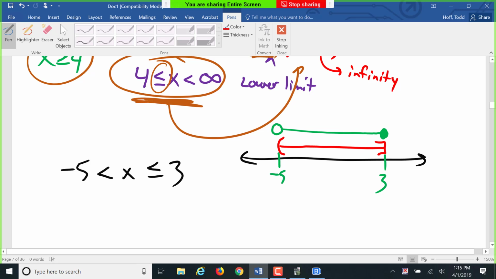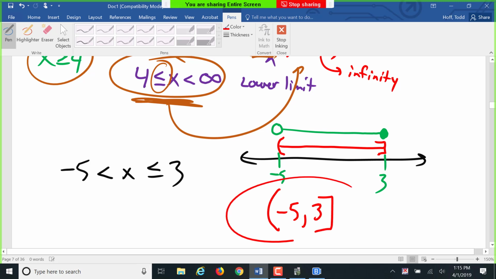From that alternative notation, we get our interval. Negative 5 to 3, where the negative 5 is not inclusive and the 3 is. Not inclusive, that round bracket is telling us negative 5 is not in the interval. It's a limit, but it's not part of it. Inclusive, the square bracket is saying the interval goes up to 3 and it includes the 3.